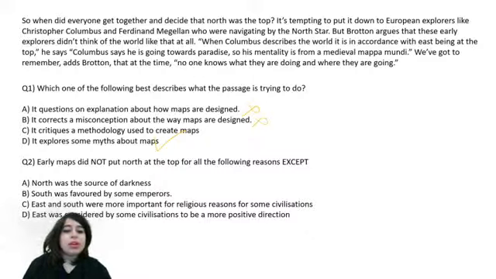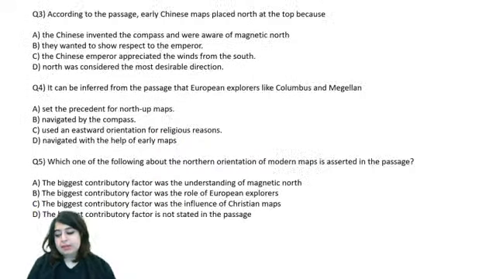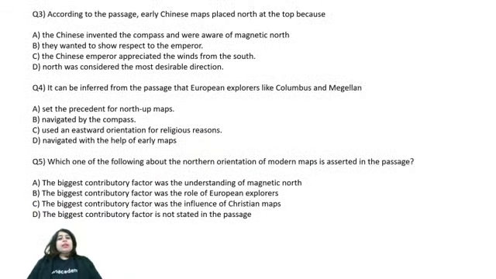Early maps did not put north at top for all the following reasons, except it was a source of darkness. That was one reason. It was favored by some emperors, yes. They were most important for religious reasons for some civilizations, or it was considered to be a more positive direction. This will be the answer. Let's look at the next three questions.